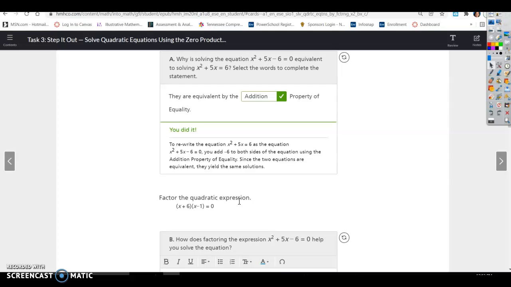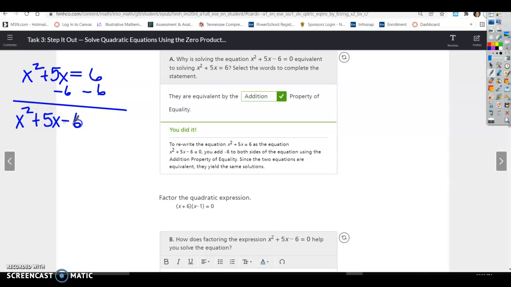All right, so it says factor the quadratic expression. They've already done that, but let's go through the steps here and see. So we've got x squared plus 5x equals 6. We have an equation, so we do the same thing to both sides. So I'm going to add negative 6 to both sides. So I've got x squared plus 5x minus 6. That puts this in standard form because your exponents go in descending order. And then 6 minus 6 is 0. Once this equals 0, we can use the zero product property. So you always want to have it in this form.